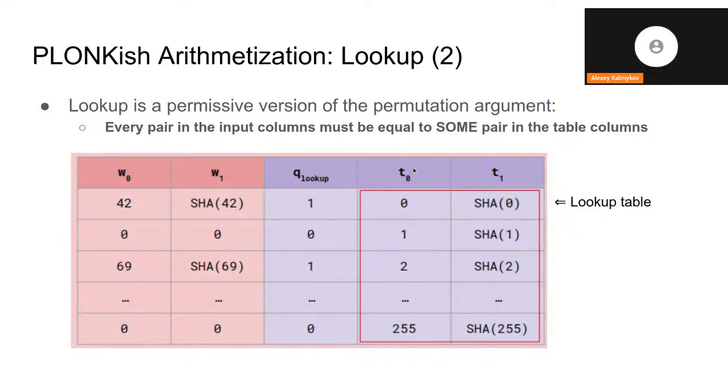Okay, so again, the idea behind how it is implemented in practice is similar to the permutation argument. In permutation argument, we basically say that there must be two values that we can permute, and they are not changing anything. So here we say something that is a bit more permissive. We say that every pair of the input columns that have the lookup must be equal to some pair in the table columns. So there must be a pair T0, T1 that corresponds to the input.